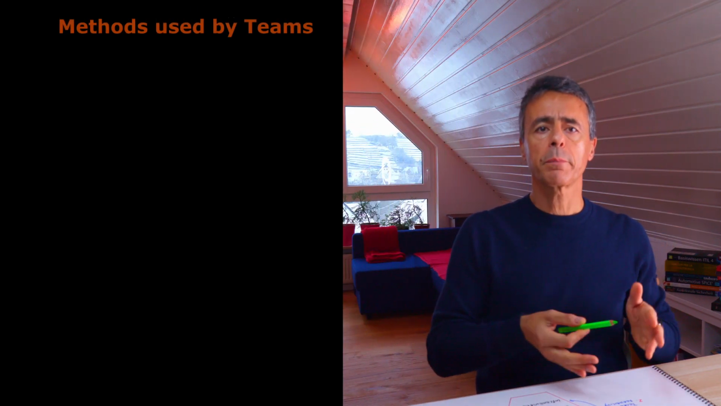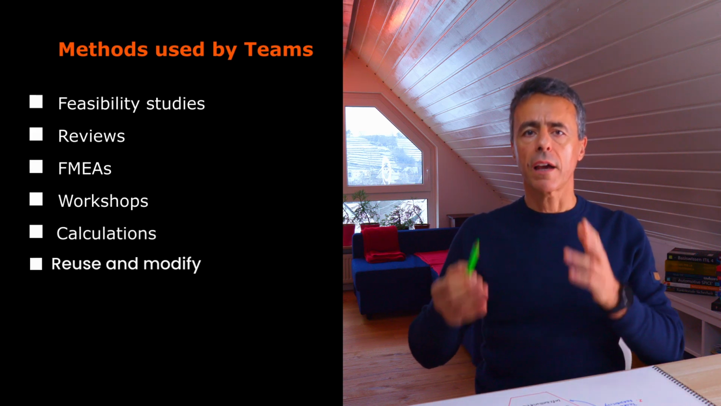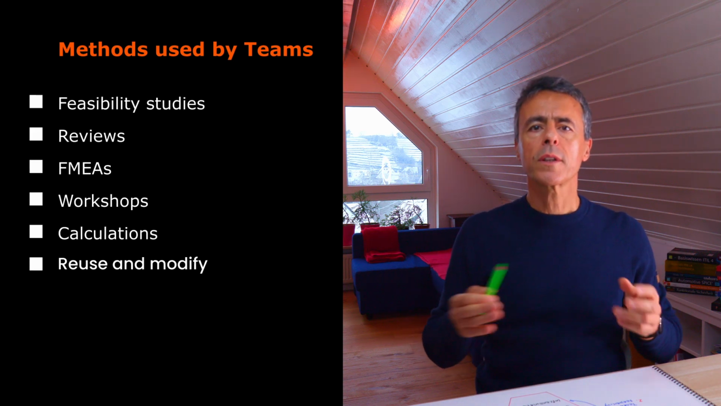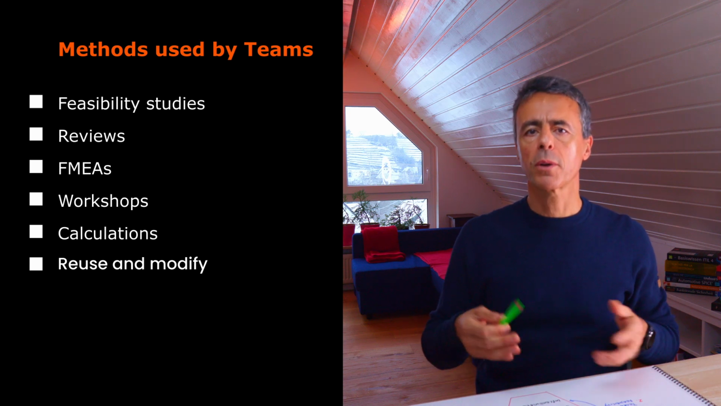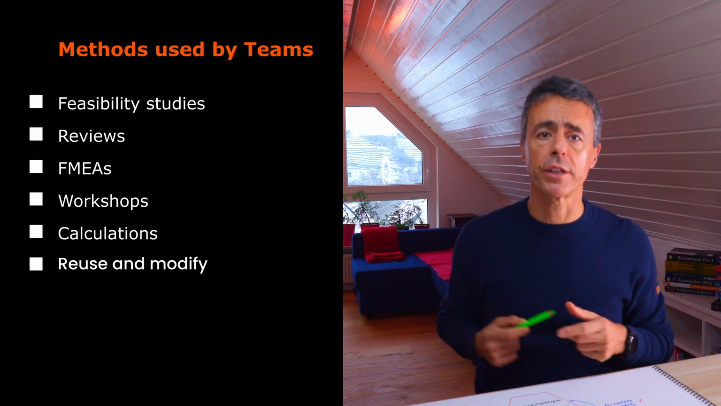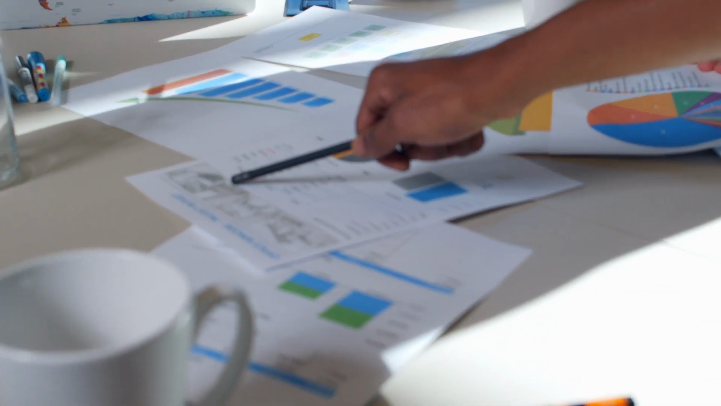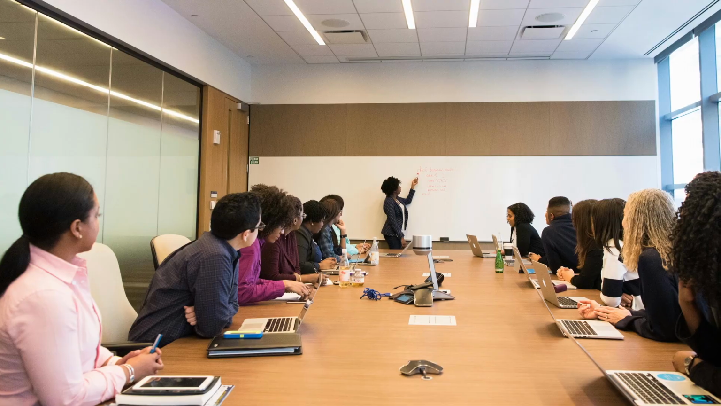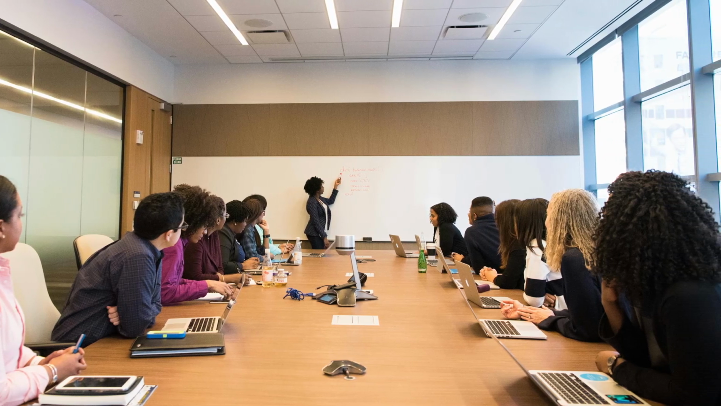In particular, teams use different methods at different project phases, like feasibility studies, reviews, FMEAs, workshops with the customers, calculation, or they just carry over the architecture from a previous project and make some changes. Many documents are created in different phases of the project, but the question remains, is the analysis complete? And what should we actually show in an Automotive SPICE assessment?